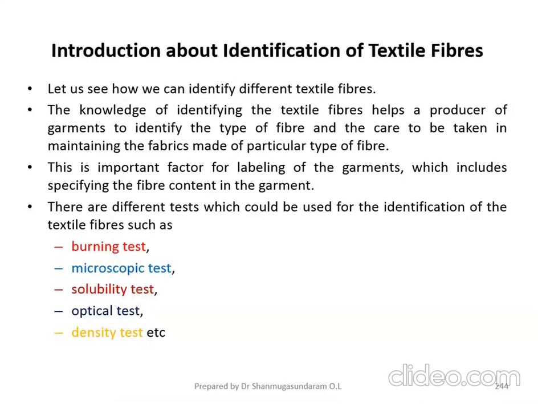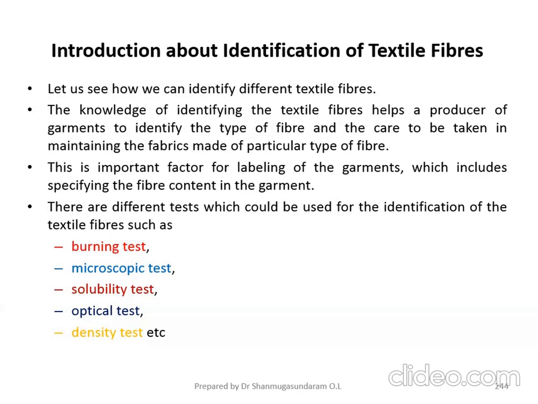Identification of textile fibers. How to identify the textile fibers before starting to make them into a yarn, in any of the industries, either a spinning industry, a weaving industry, or a textile processing industry. So you should know the fiber which the customer has given to you. Then only you can set so many settings in the machineries, and not only machinery settings, even in textile chemical processing, you have to take suitable chemicals for the processing of textile materials.